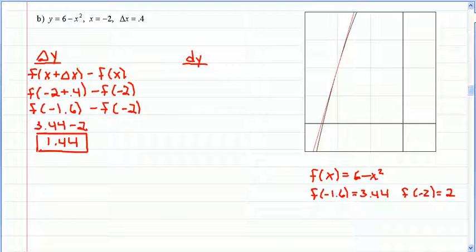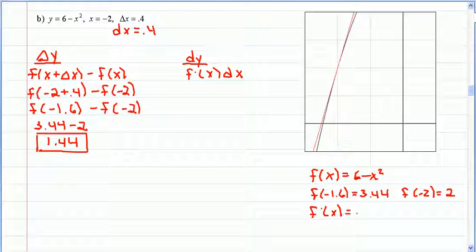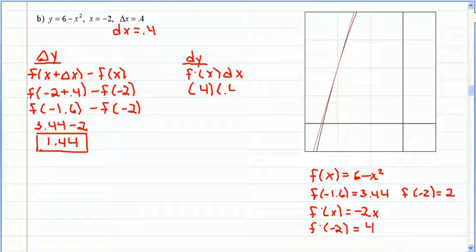Now to find dy, we take f prime of x times dx, and remember dx is the same as delta x. So f prime of x, if we find this on the bottom of the screen, is equal to negative 2x, and so f prime of negative 2 is equal to 4. So we have 4 times 0.4, which is equal to 1.6. So dy is equal to 1.6.